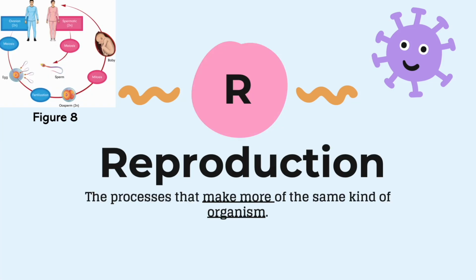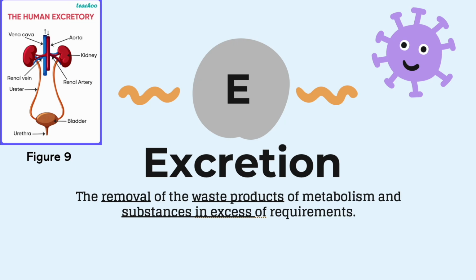Reproduction is life's way of saying, let's keep going, whether it's puppies, tadpoles, or flower seeds. Organisms make more of their kind, so life doesn't stop. So it's defined as the processes that make more of the same kind of organism. Excretion might sound gross, but it's essential. Living things remove toxic waste and excess substances. In humans, that is sweat, urine, and carbon dioxide. Plants excrete oxygen as a bonus. To word it scientifically, it's the removal of the waste products of metabolism and substances in excess of requirements.